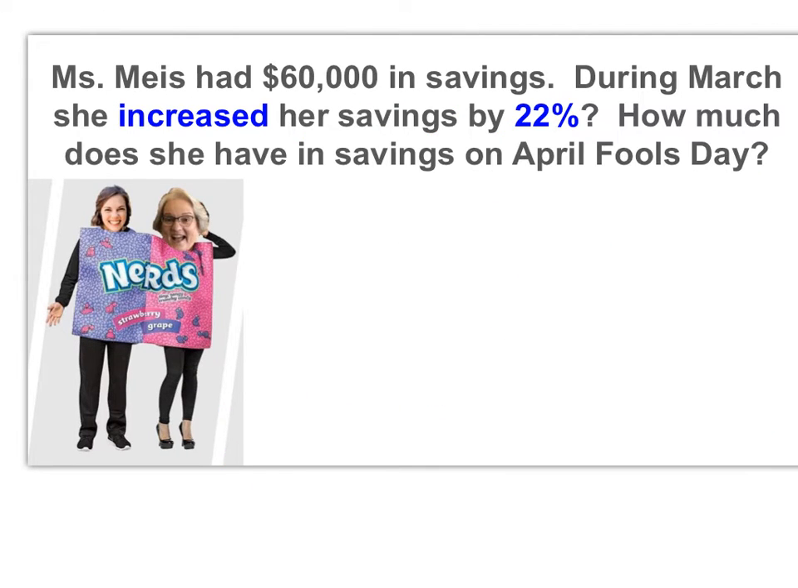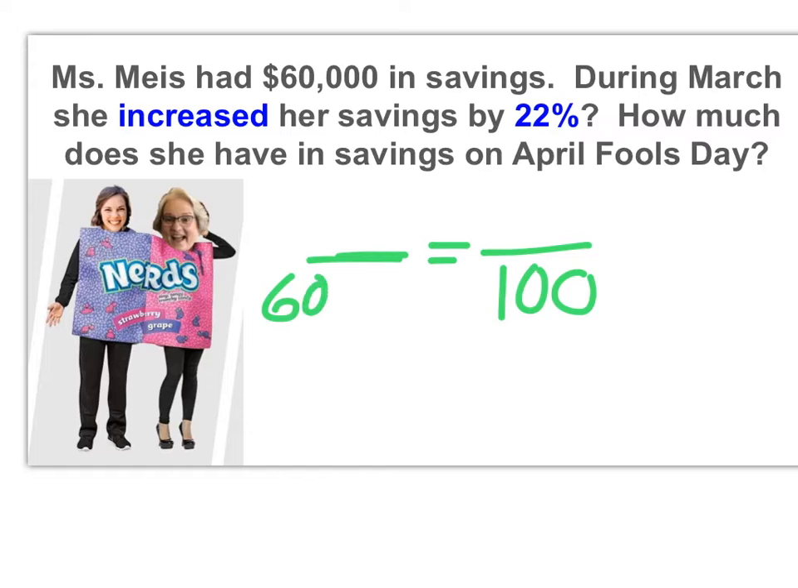All right, Miss Mice had $60,000 in savings. During March, she increased her savings by 22%, so we're increasing, it's going up by 22%. How much does she have in savings on April Fool's Day? Well, once again, I would set it up as a proportion. And she started out with 100% of her savings, which is $60,000.